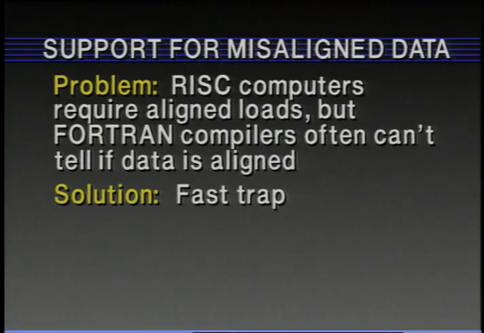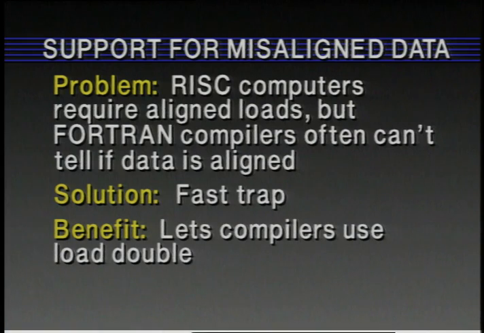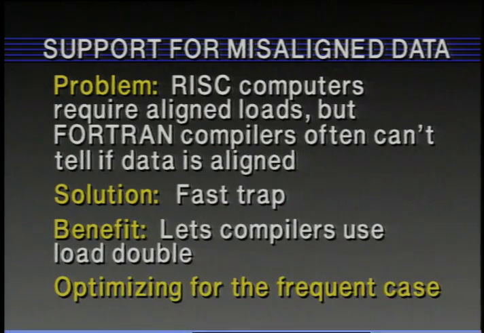So what we've done is to provide a fast trap specifically for unaligned access errors. The benefit here is we can let the compilers always use the load double instruction, and in those rare cases where the data is aligned on an odd 32-bit boundary, you can take a fast trap and do a fix-up of this particular code in only a few extra cycles. So this uses the RISC principle of optimizing for the most frequent case and letting software take care of those very rare cases.